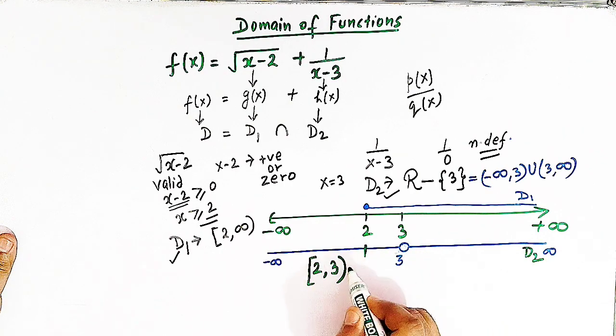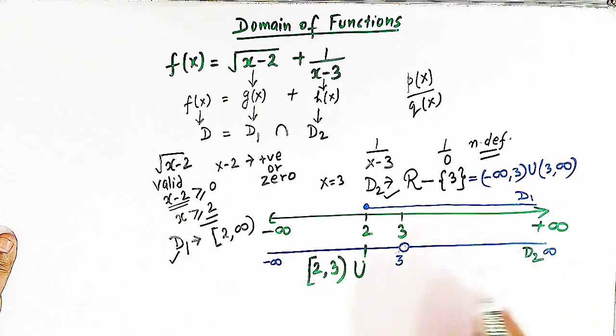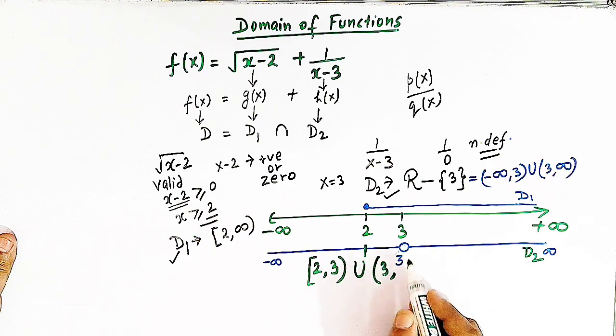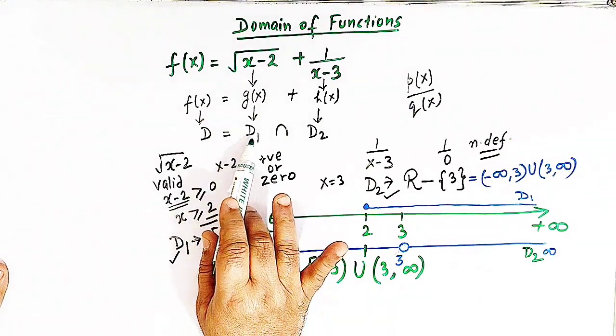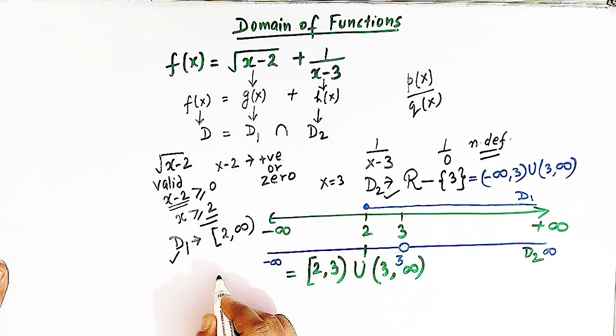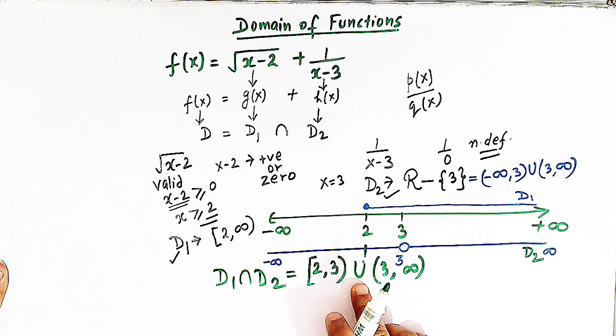And then we'll have the union, and then we go from 3 to infinity. Here we have an open interval, which implies that 3 is not included. So we'll go from 3 to infinity, right? So the intersection of D1 and D2 is given by the union of these two intervals, right?